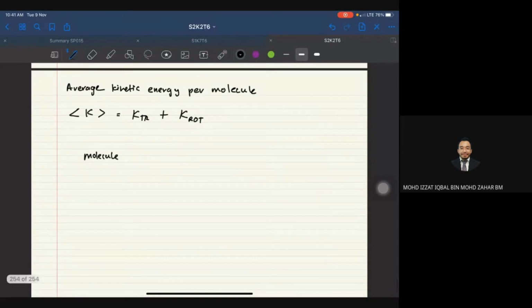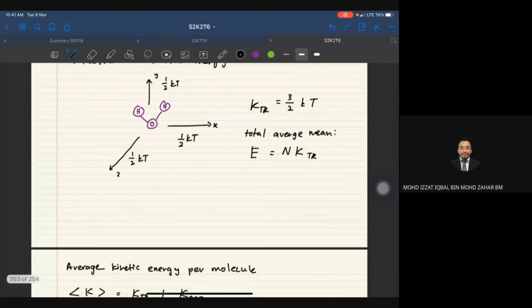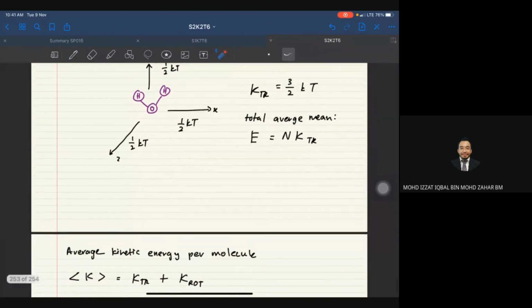We have monoatomic, diatomic, and we also have polyatomic. Okay, mono for a single molecule. Okay, diatomic ada 2 lah. Kalau poly ada 3. Semua ni satu molekul, sorry. Ada 3 ni dia panggil sebagai polyatomic. Kalau ada 2 dia panggil sebagai diatomic.